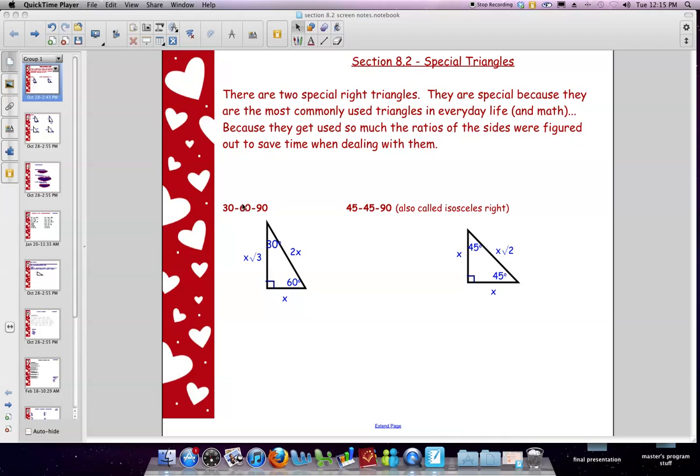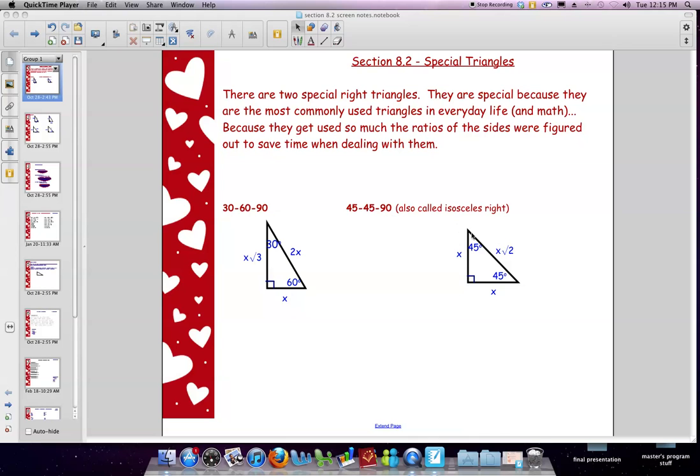If it's a 30, 60, 90 triangle, that means the angle measures are 30, 60, and 90. And based on whatever the shortest side is, the one that sits across from the 30, you can determine what the hypotenuse and the other leg are. These tend to work differently than the Pythagorean theorem. With the Pythagorean theorem, you have to know two sides of the triangle in order to find the third side. With these, you only have to know one.